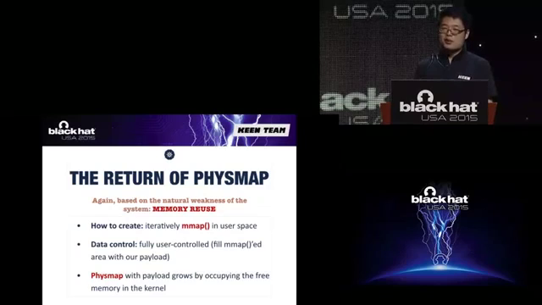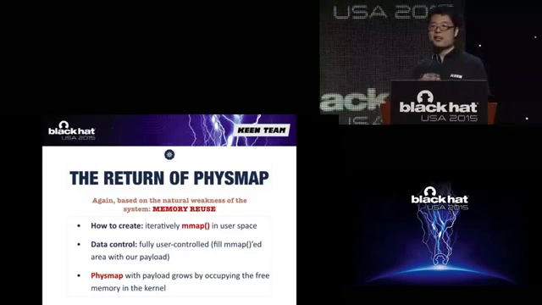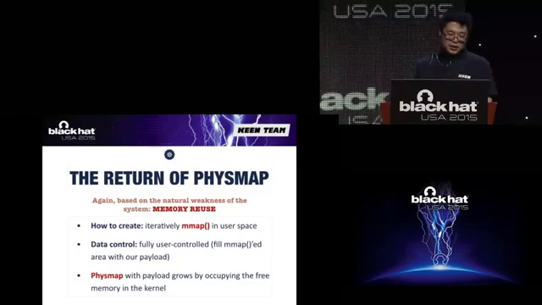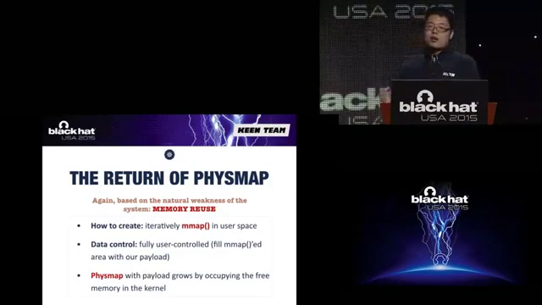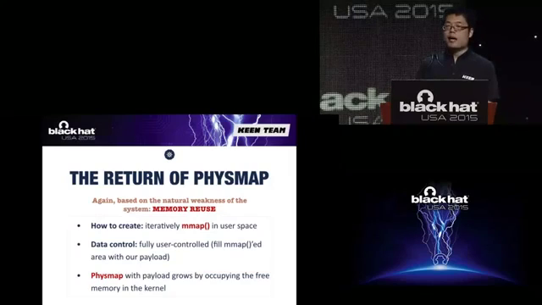So how to create a physmap? It is very easy. An attacker just iteratively calls mmap, with a size of 256 megabytes, and fills in the proper payload he wants for the following root exploit. So the physmap, our payload, will grow in the kernel while occupying the freed memory. And we hope that the physmap will use the space once occupied by the vulnerable ping sock objects for its expansion.